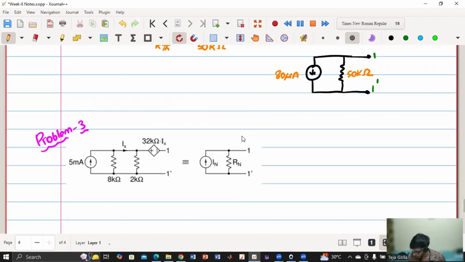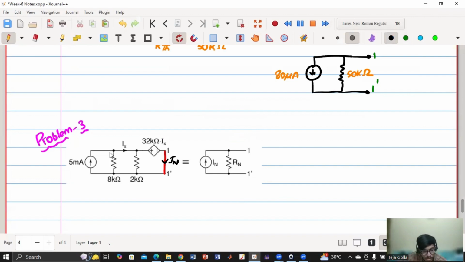So basically what I'll be doing is, I'll short this. And what is the current that is flowing through this? That will give me I Norton. So it will be in the downward direction. So that is my I Norton. So I have to calculate that.